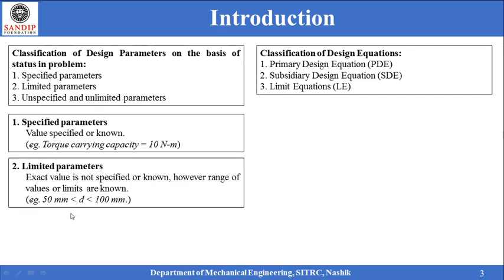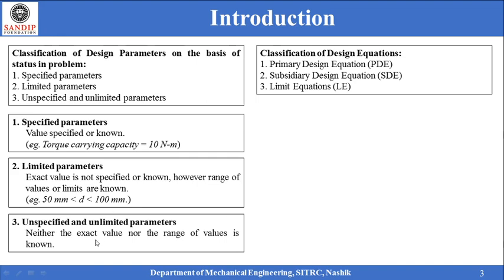Limited parameters are those parameters whose exact value is not specified in the problem. However, the range of values or the limits of values are known. For example, if it is given in the problem statement that the diameter of the shaft ranges between 50 mm to 100 mm, then diameter of the shaft becomes a limited parameter. Lastly, unspecified and unlimited parameters are those for which neither the exact value nor the range of values is known.